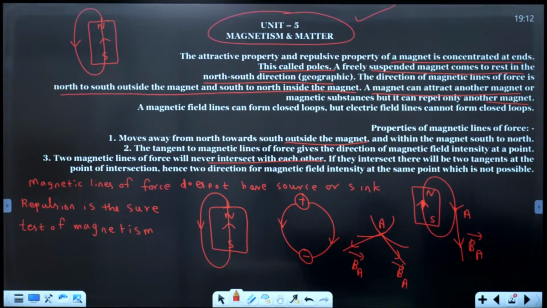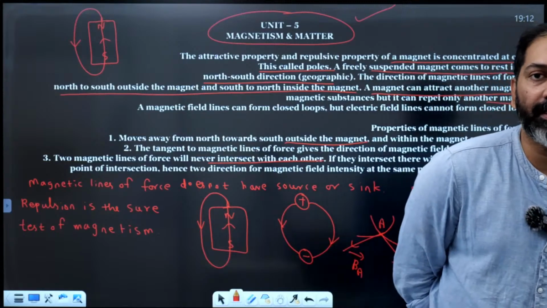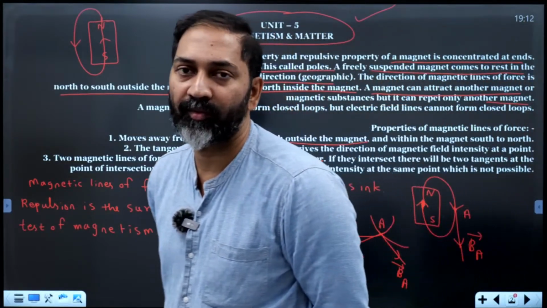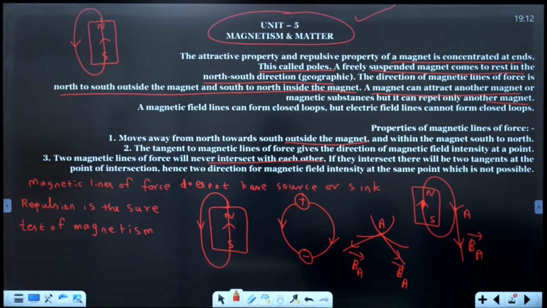Electric lines of force cannot form closed loops. Magnetic lines of force can form closed loops. How Earth behaves like a magnet: there was a topic called Earth magnetism and matter, but that section got deleted from the NCERT textbook. There is a topic called dynamo effect. Everything got deleted, and it's not there for entrance also. So I'm not explaining that because it got deleted. Before Corona, that topic was there.